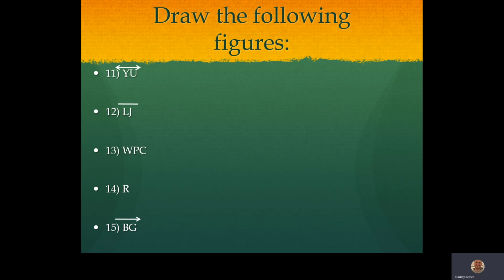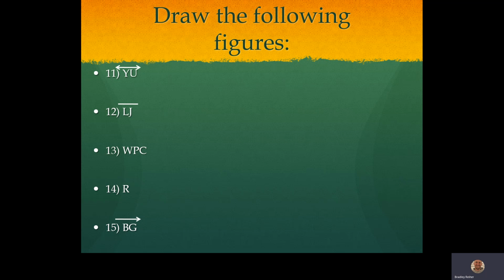Okay, so same thing with 11 through 15. You're going to draw these figures, and we encourage you to do that here. Practice drawing them. Can you read the shorthand notation? That's the challenge here. That's the only thing different from this slide compared to the other one. Number 11, that's line YU. Just draw yourself a line, put the points Y and U somewhere on there. If you want more points on it, go ahead. It's not wrong.